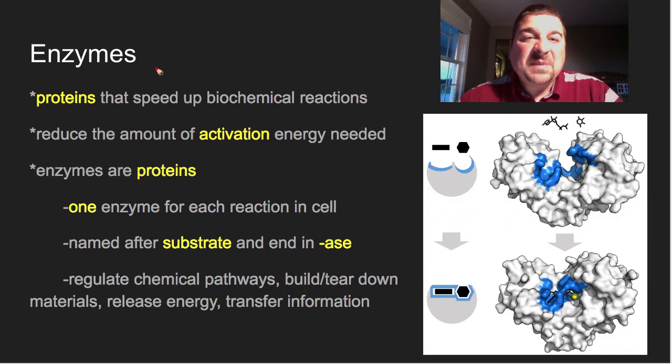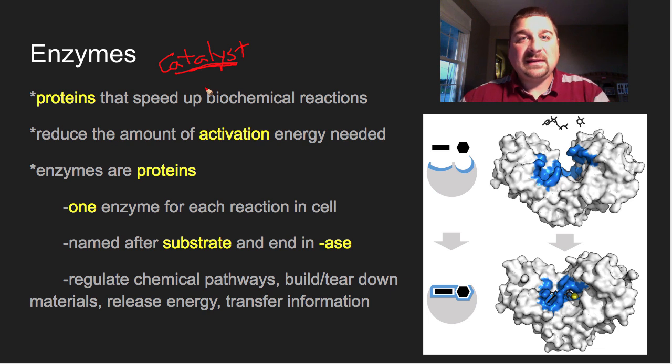Something that helps speed up a reaction is called a catalyst. And there's all kinds of chemical catalysts, like in your car. You have a catalytic converter that speeds up the process of the gases coming off your engine, and it will change them into less harmful gases as they leave through your tailpipe, and it has to happen quickly.